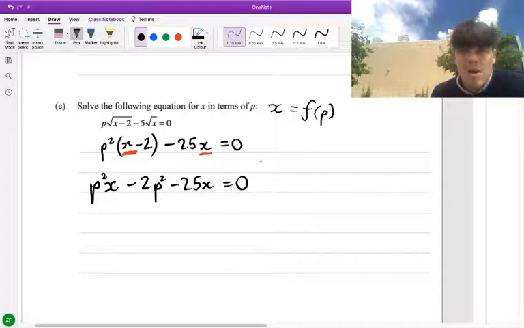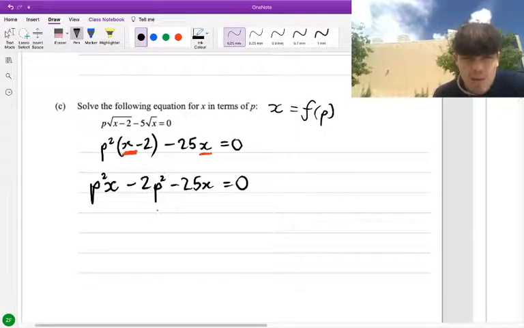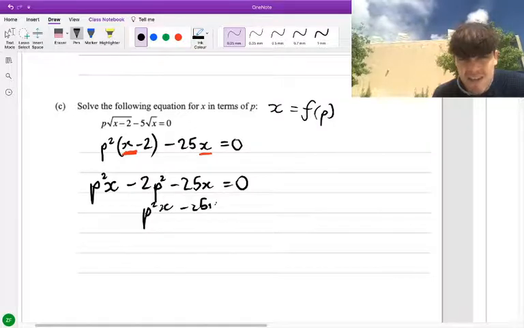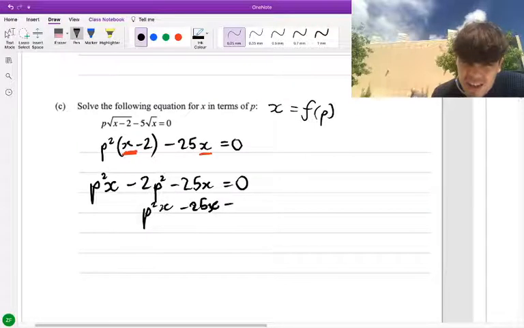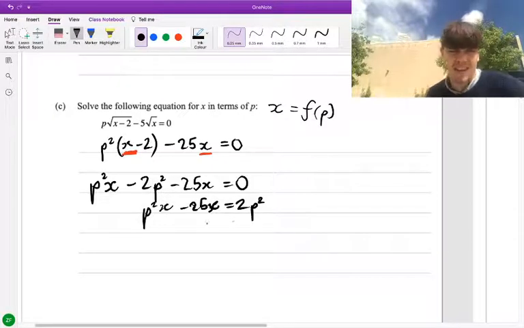equals 0. Okay, so I want it in terms of x, so I need all of the things that have an x involved. I'm going to need to group them together. But see how this has no x involved? So what I'm going to do is move that to the other side by adding 2p squared. So what's left over is p squared x minus 25x equals 2p squared.